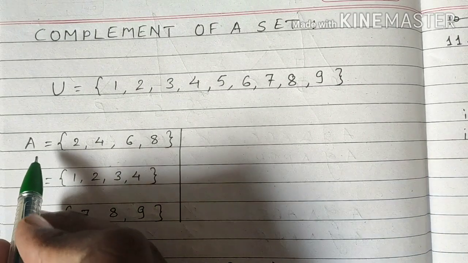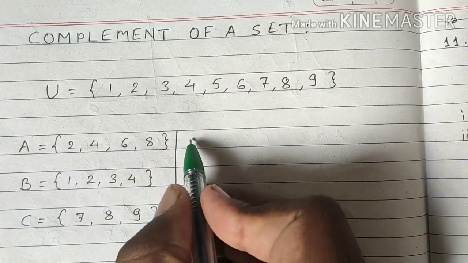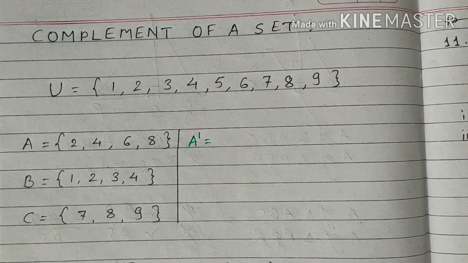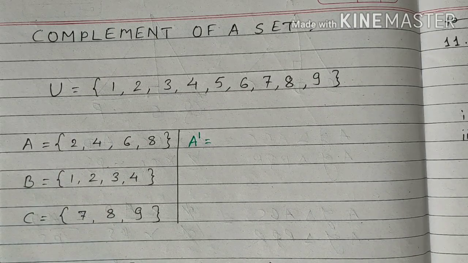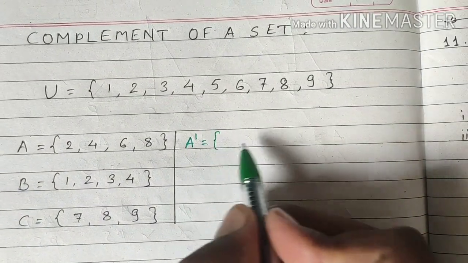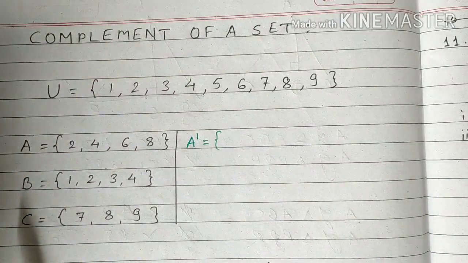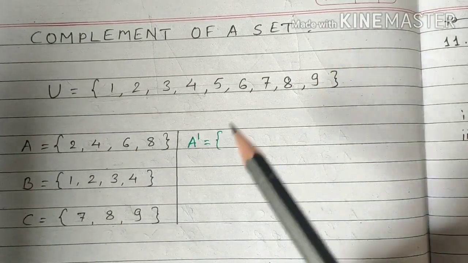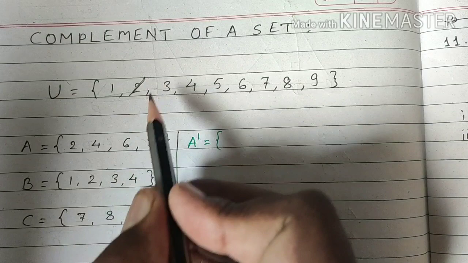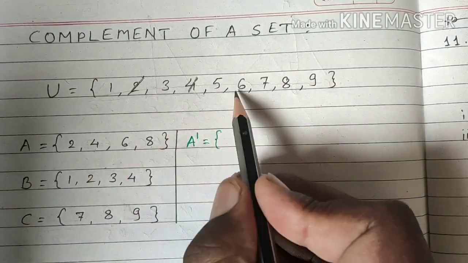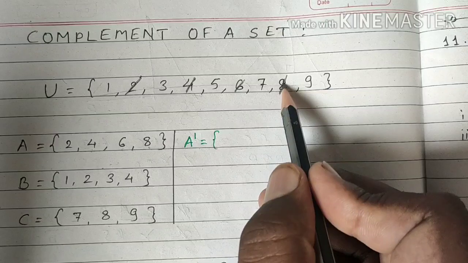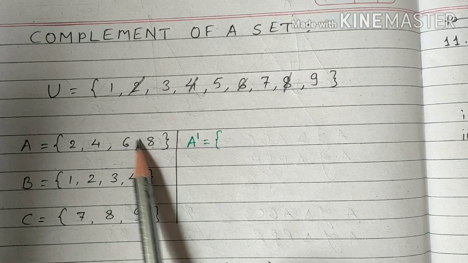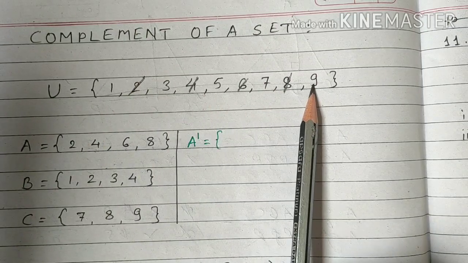The symbol, suppose we want to write the complement for the set A, is like this, A dash. A dash is the symbol for the complement of the A set. And in case we want to write the elements of the complement set of A, remove these elements from the universal set. That means we are going to remove 2, 4, 6 and 8. Right? Whatever the elements of A are here, we have removed from the universal set.